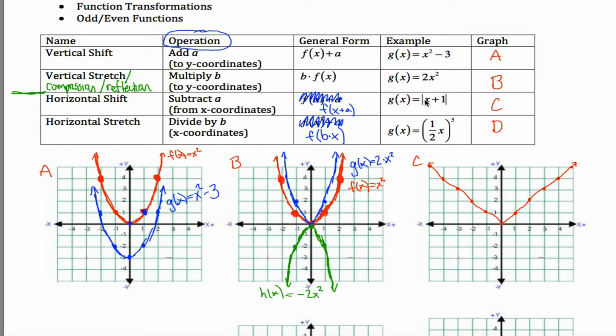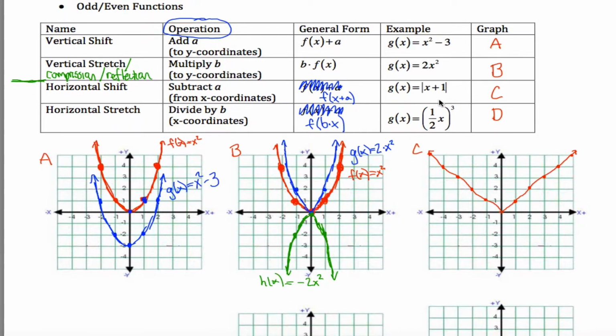But it's not. It's the absolute value of x plus 1, so this is not a vertical shift, it's a horizontal shift. When you have a horizontal shift, you got bad news. The value of a, you're not going to add it to all of your x coordinates. You're going to instead subtract it from your x coordinates.